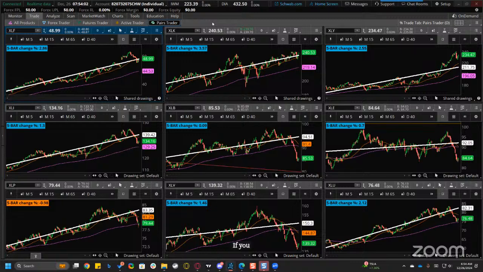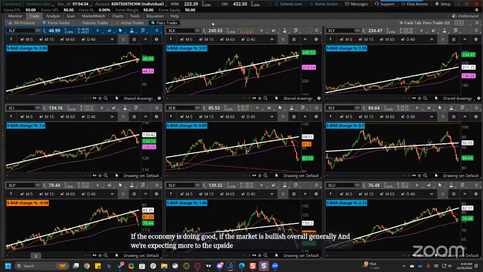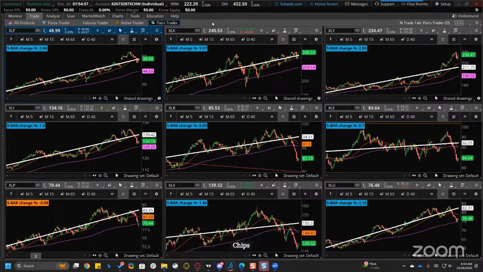If you're not used to this screen, I get it. It probably looks like a lot trying to take it all in all at once. The top 3 charts are what we consider risk on. If the economy is doing good, if the market is bullish overall generally, and we're expecting more to the upside, then those top 3 markets are what we would expect to perform well. And you can swap them out for things. You know, it's technology and consumer discretionary, but you could also put in communications, chips, the Mag 7, or anything that fits along those lines.